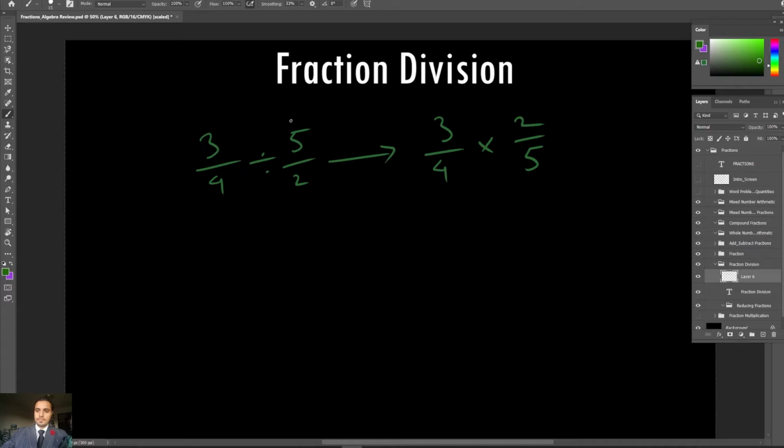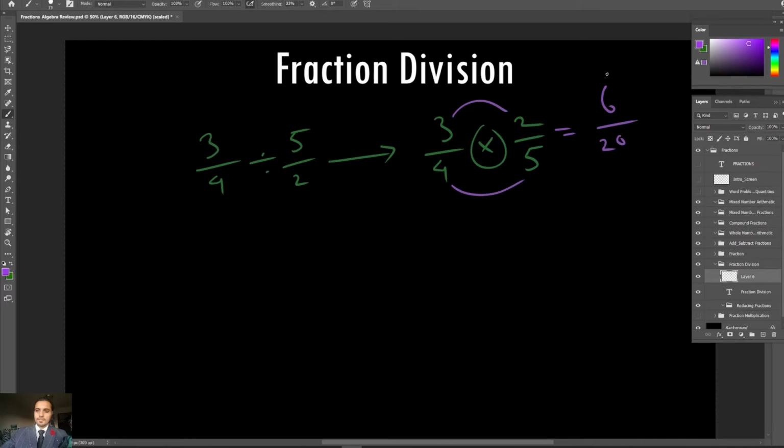So the 5 over 2 got inverted, and only because I inverted the symbol as well. And when I multiplied these two, why? Because when you're multiplying fractions, the top gets multiplied by the top and the bottom by the bottom. So you get 6 over 20, right?